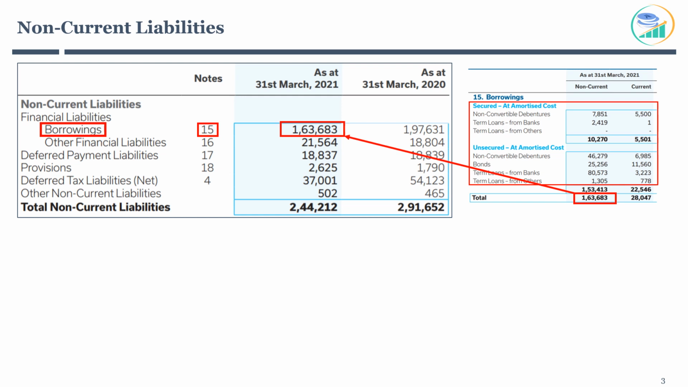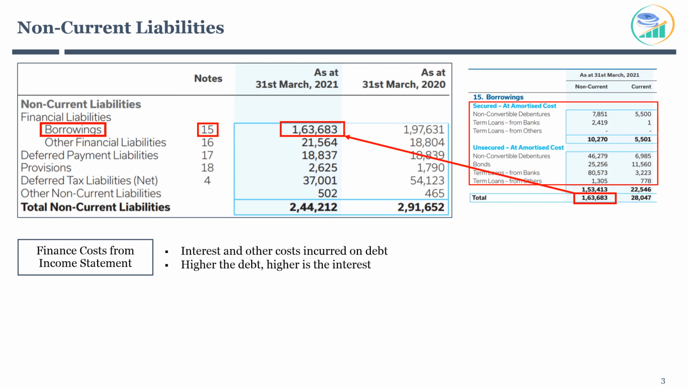When a company chooses to borrow money, it must pay interest. Let's go back to the income statement and recall the line item called finance cost. Finance cost refers to the interest and other costs incurred on debt. The higher the debt, the higher the interest and repayment cost listed on the income statement. This will reduce the company's overall profit as well.